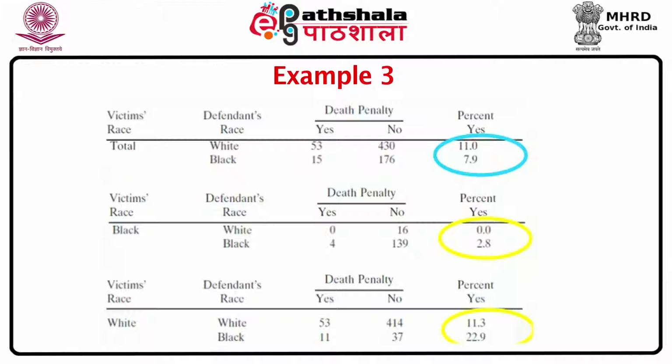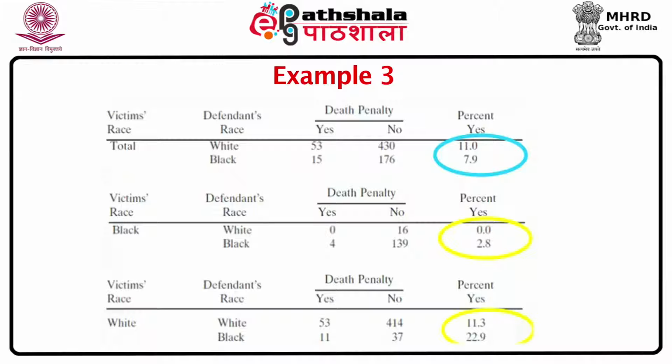Let us now look at the two partial tables in the case where the victim was black and the case where the victim was white. Now we see something odd in this data, which is that when the victim was black, it seems that black defendants were more likely to get the death penalty. Similarly, when the victim was white, again, black defendants were more likely to be awarded the death penalty.